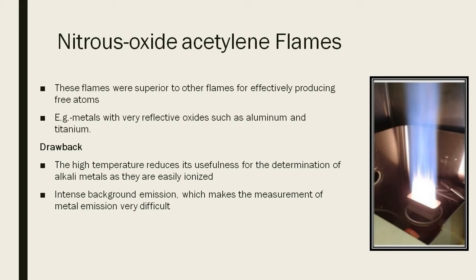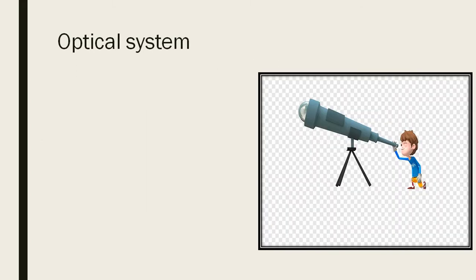Alkali metals generally require lower temperatures. At high temperature they get ionized, that is, from atoms they get converted to ions, which is not useful for this technique. Thus it is difficult to analyze alkali metals using this flame. And also this flame gives a highly intense background emission which will produce interferences. Okay, so this was about the burner.